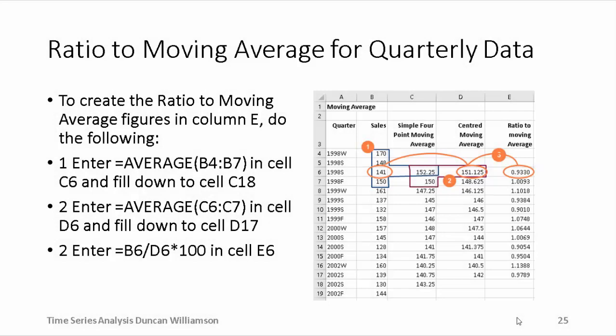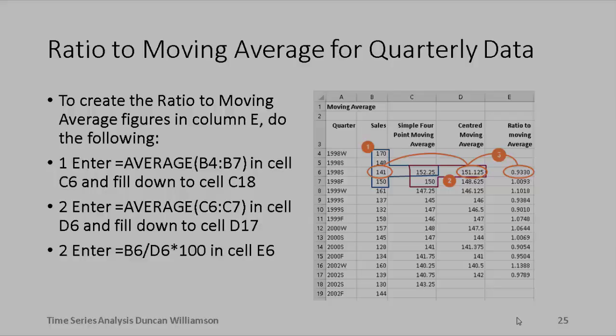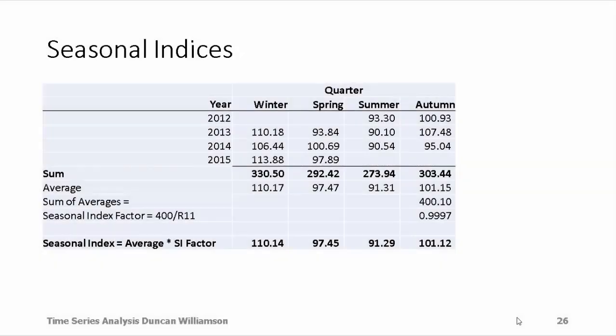To create the ratio to moving average figures in column E, do the following. Enter equals average B4:B7 in cell C6, fill down to C18. Enter average C6:C7 in cell D6 and fill down to D17. Enter B6 divided by D6 times 100 in cell E6. This allows us to calculate the seasonal indices at the bottom line of this table. The spreadsheet shows you how I did that.